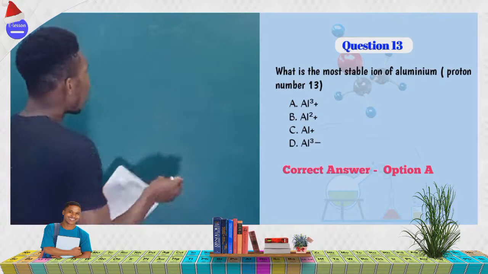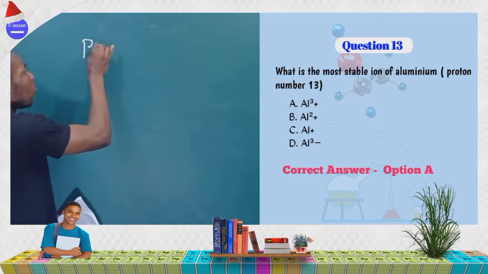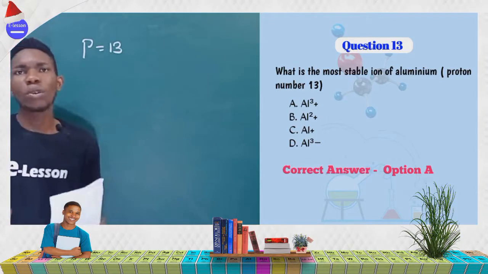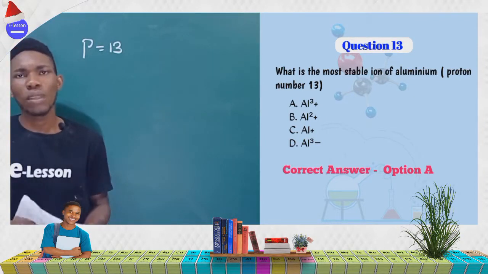What is the most stable ion of aluminium with proton number equals to 13?